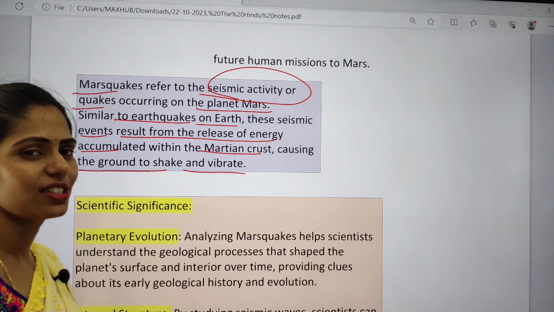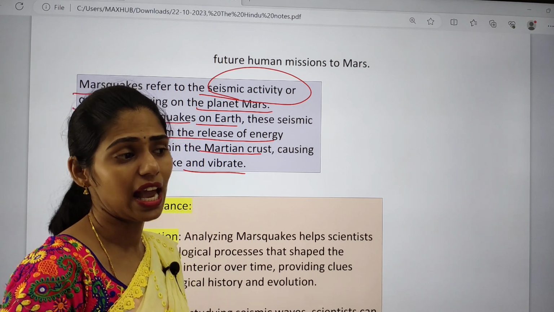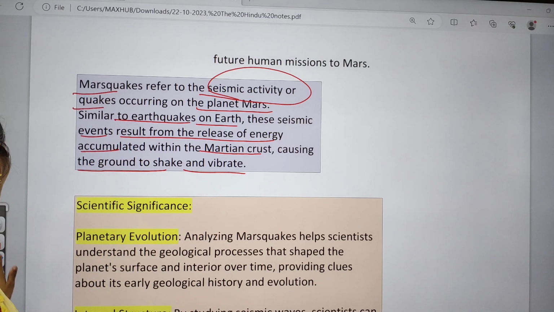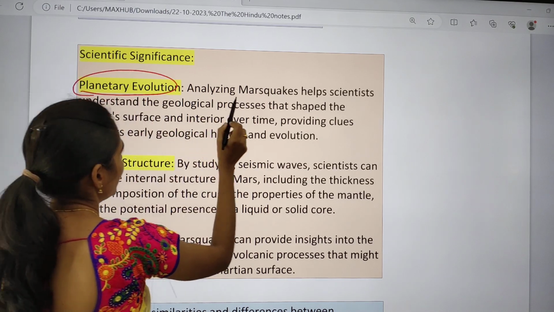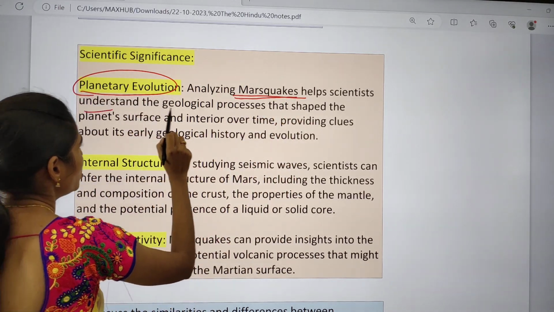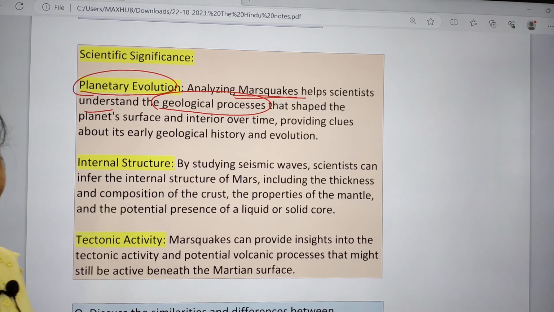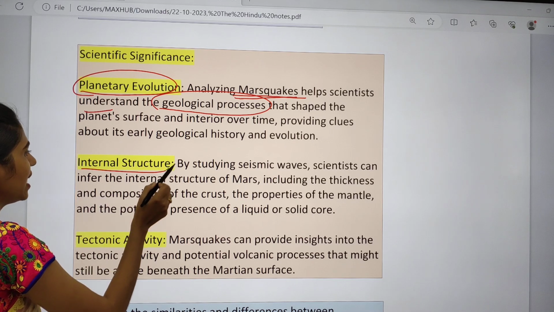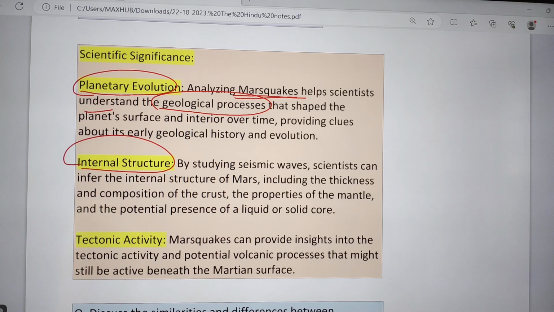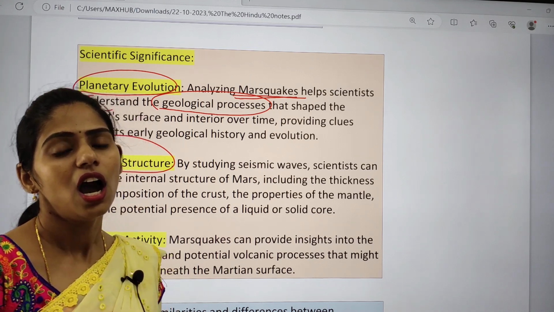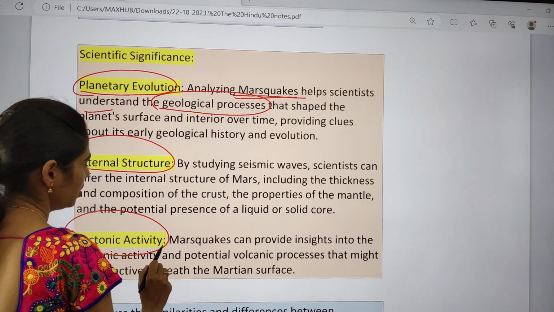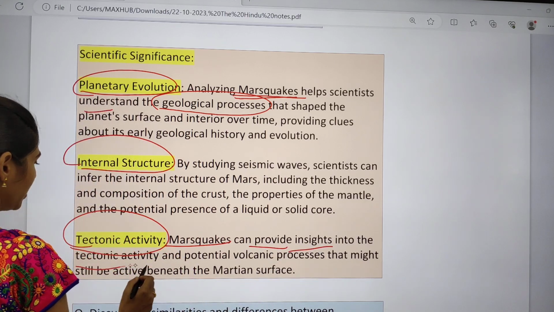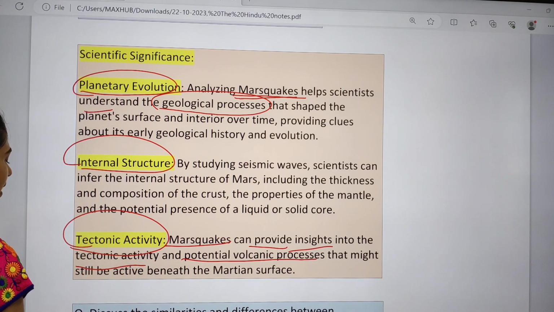What happens whenever these quakes happen? That is nothing but shaking, and whenever shaking happens, it leads to vibrations. What is the scientific significance? First is planetary evolution. Analyzing Mars quakes helps scientists understand geological processes and the interior structure of planets, like the thickness of the crust, mantle and core, and whether it is solid or liquid. Because of the study of seismic waves only, we understood that the outer core is liquid in nature and the inner core is solid. We can also understand tectonic activity. Mars quakes can provide insights into tectonic activity and potential volcanic processes that may still be active beneath the Martian surface.